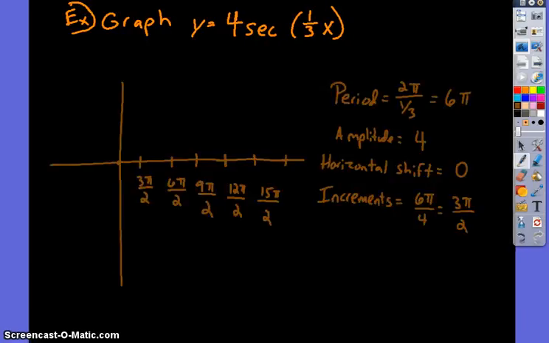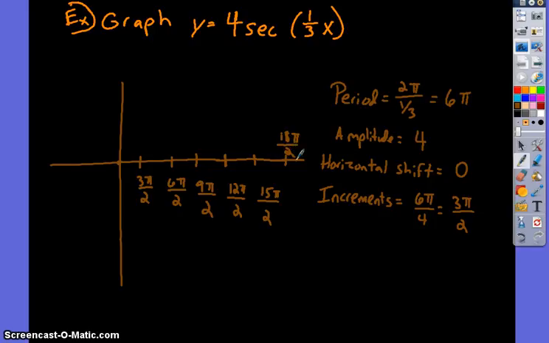So you should find all these numbers as the increments, and you should find the period to be 6 pi, the amplitude to be 4, and the horizontal shift to be 0. Each increment was 3 pi over 2 from the last. So my last one will be 18 pi over 2.